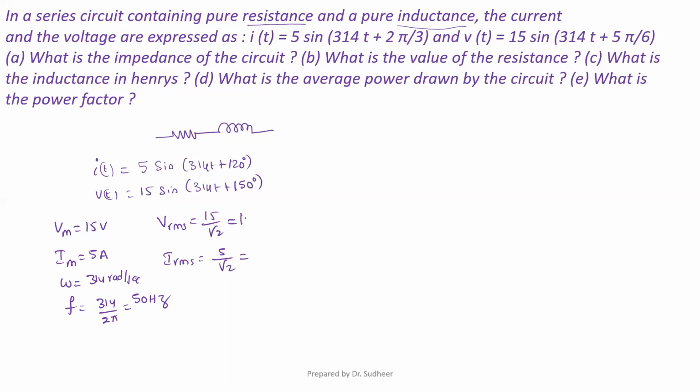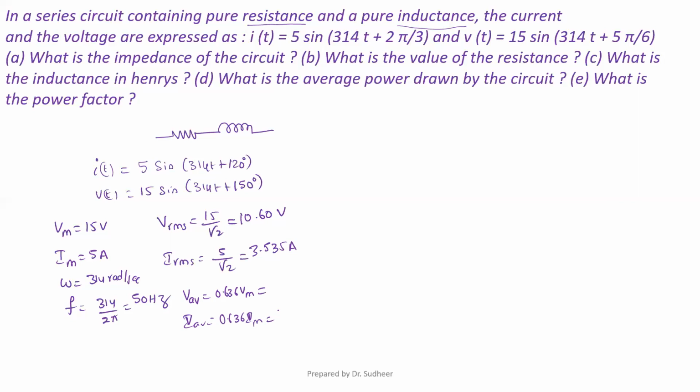So it is 10.60 volts. 5 by root 2, it's 3.535 amperes. Sometimes he has not asked, but we have not done any problem with V average. If it is a V average, it will be 2 Vm by pi, or else 0.636 of Vm. I average will be 0.636 of Im.